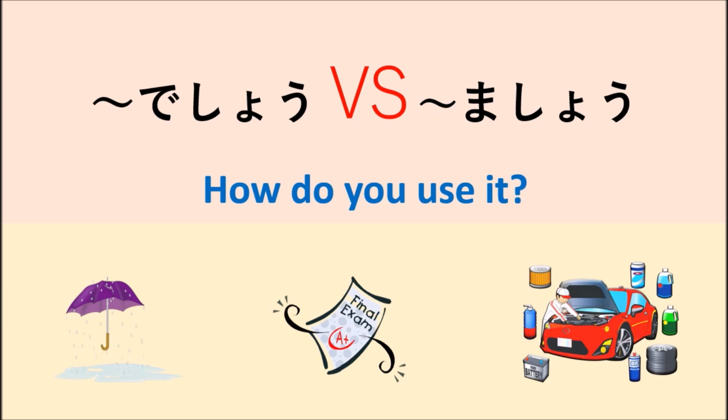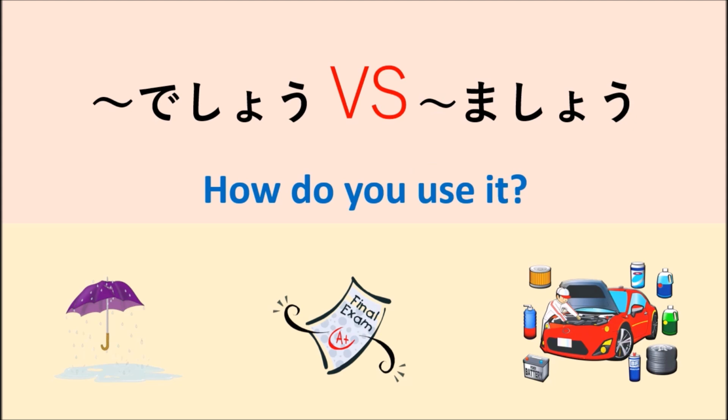Deshou and ましょう, when you learn Japanese, actually you will see they use ましょう and deshou in daily Japanese, in your daily life. These are words that are often used in the Japanese language. So today we will learn how deshou and mashou are different. Actually, they are not the same, so let's explain what the difference is.